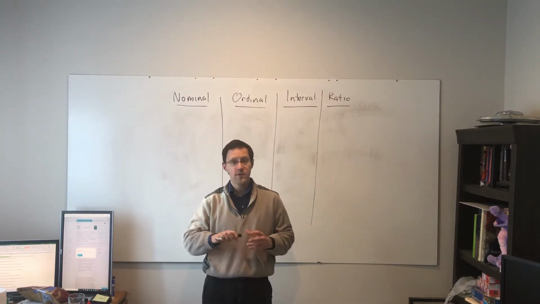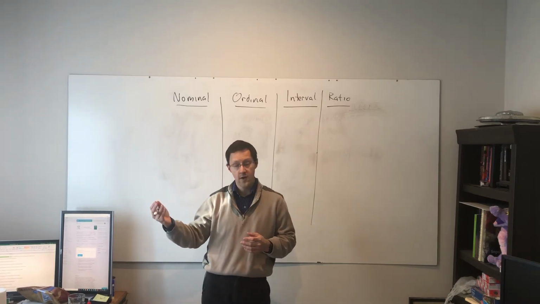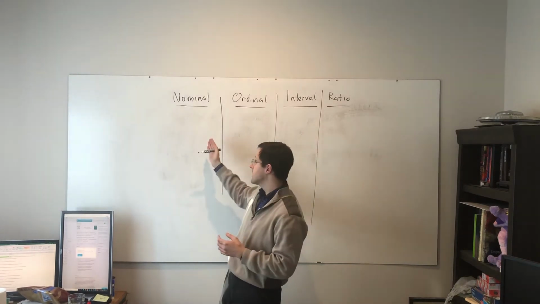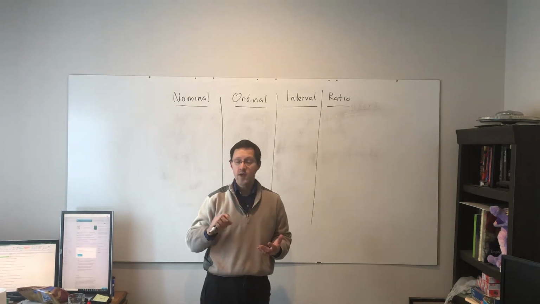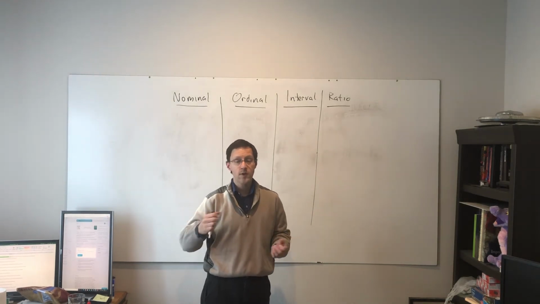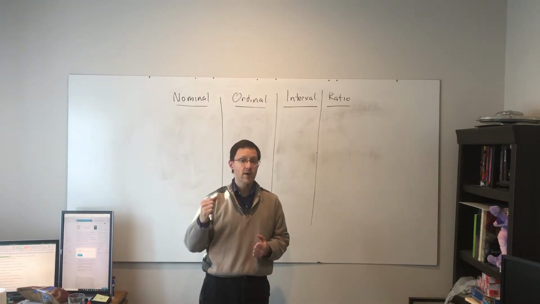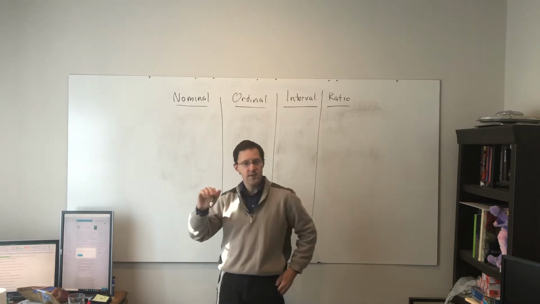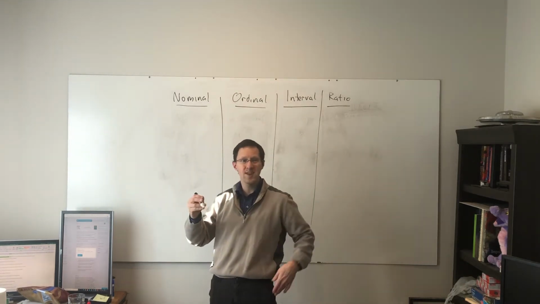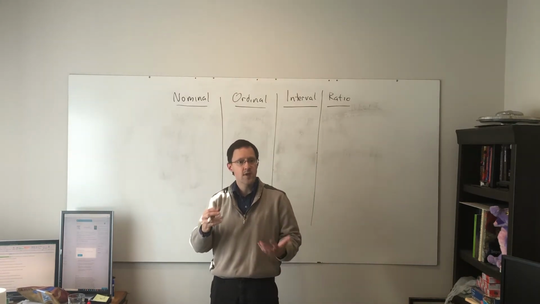This framework is called NOIR, N-O-I-R, as an acronym, and you can see here the 4 different types of attributes or variables that make up that acronym: nominal, ordinal, interval, and ratio. We'll take each of these in turn. First one, in a way the simplest one, and the one that we can do the least with, is nominal.